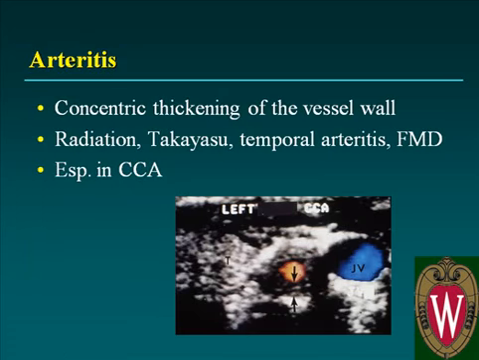At times, instead of focal plaque, you'll see a concentric thickening of the vessel wall, and there are several things that can give this appearance: radiation, Takayasu's arteritis, temporal arteritis, and fibromuscular dysplasia. Frequently, this is seen in the common carotid artery. You can see in this image the wall thickening here that surrounds the carotid artery. In this case, the patient had Takayasu's arteritis, which involves the major vessels from the aorta.